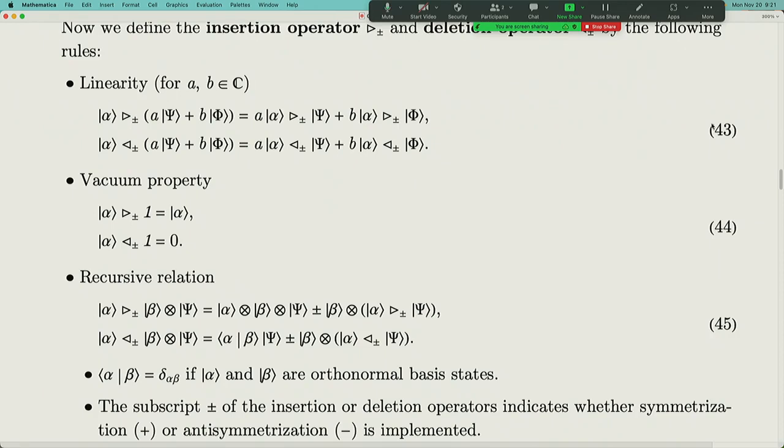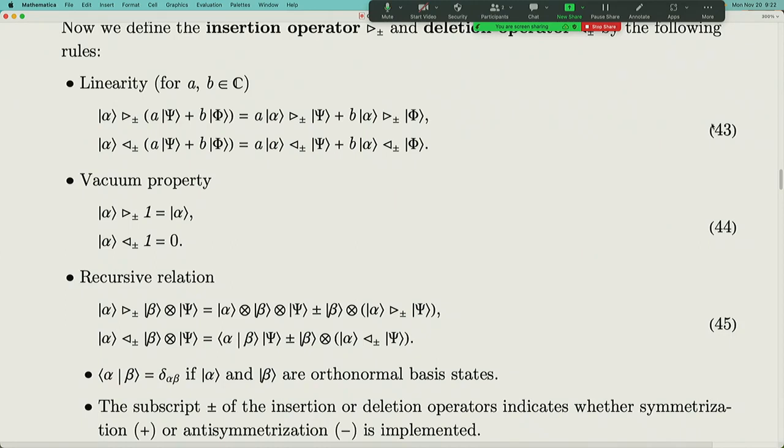This deletion operator not only deletes, it also carries a plus minus sign to indicate whether, when I move this deletion operator to the next place, there should be a relative plus or minus sign between these two terms. And in that way, this deletion operator will also satisfy the rule: if you follow this sign rule, you can show that if you start from a bosonic state, after deletion it is still a bosonic state. If you start from a fermionic state, after deletion it is still a fermionic state. Okay, so that's the idea.